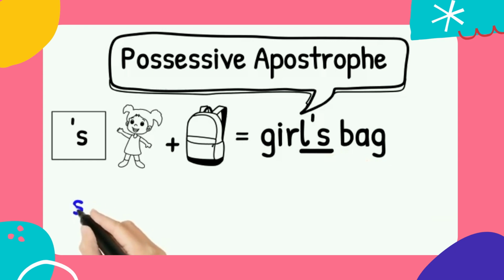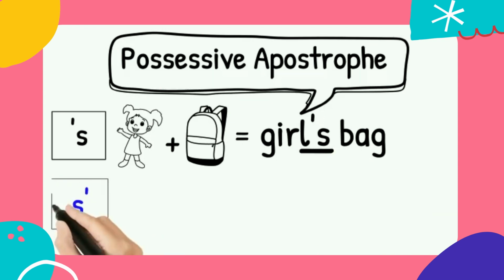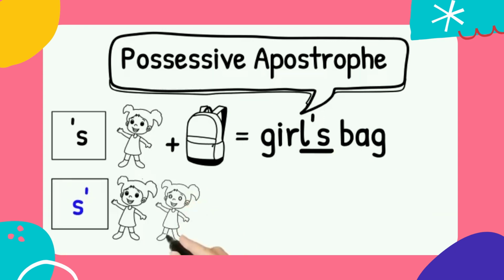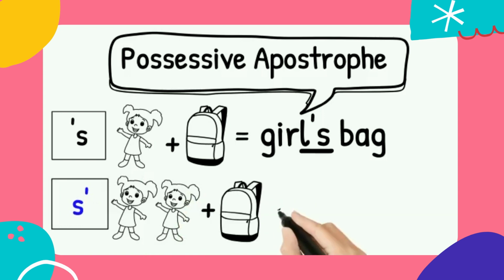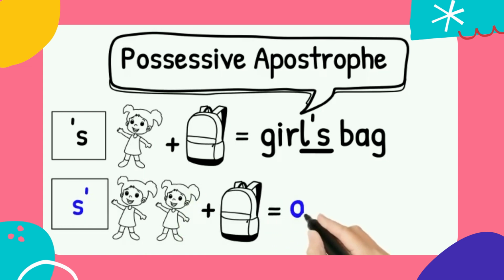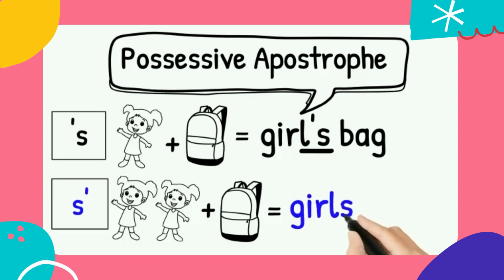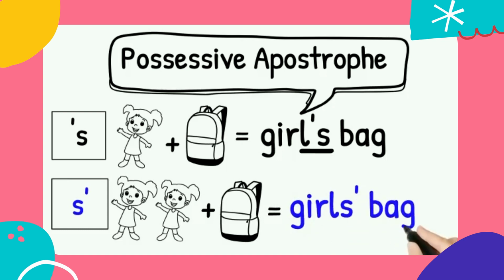Then, S apostrophe. We have two girls and bag. We want to show that the bag belongs to the two girls, so we write it as girls' bag. S apostrophe. To show that the bag belongs to the girls.